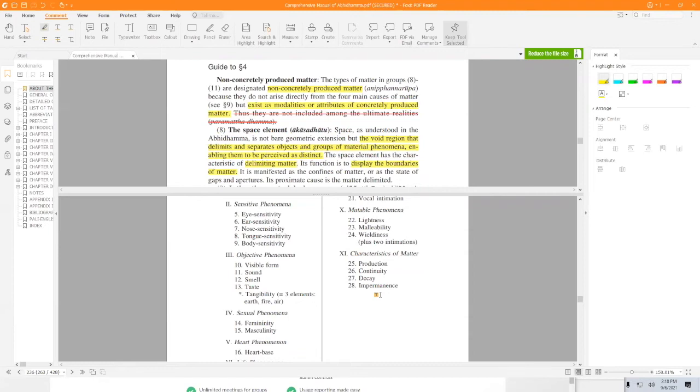Thank you, Bhante. And then finally, do higher beings in sensuous realms have the same 28 types of matter as human beings, or are these for the human realm only?